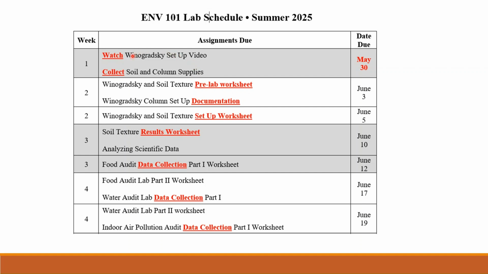And just like the Winogradski column, which is spread over several weeks, you will have other assignments that are spread over several weeks as well, or 2 weeks usually. Usually there's a data collection part of a lab and then a worksheet where you answer questions. So we can see this food audit. There will be data collection that you will take that's due on June 12th. And then your worksheet is going to be due the following week on June 17th.